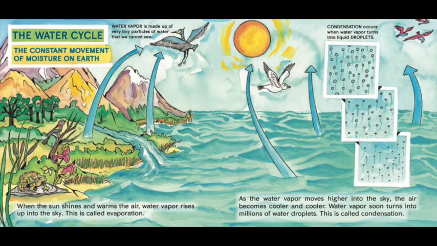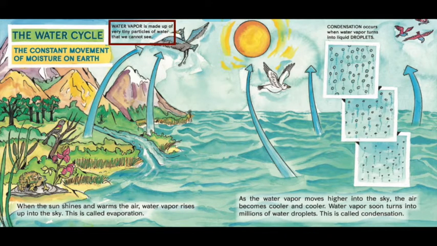When the sun shines and warms the air, water vapor rises up into the sky. This is called evaporation. As the water vapor moves higher into the sky, the air becomes cooler and cooler. Water vapor soon turns into millions of water droplets. This is called condensation. And on the page, you can see a diagram of the water cycle, which means the constant movement of moisture on Earth.